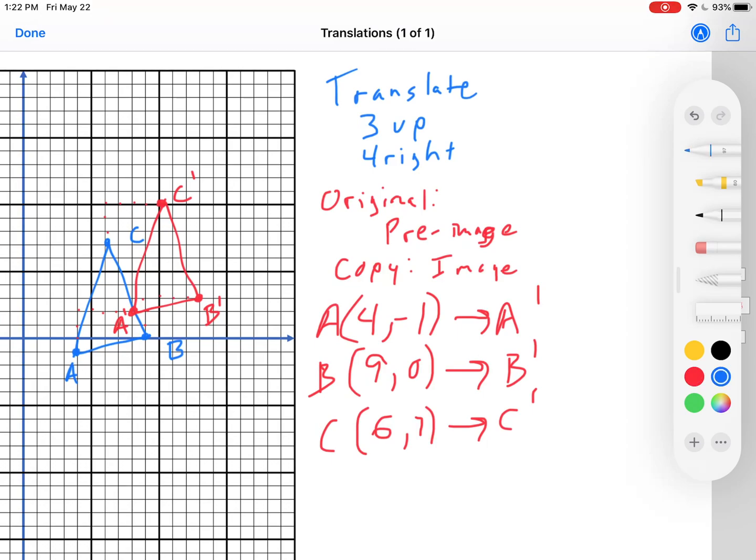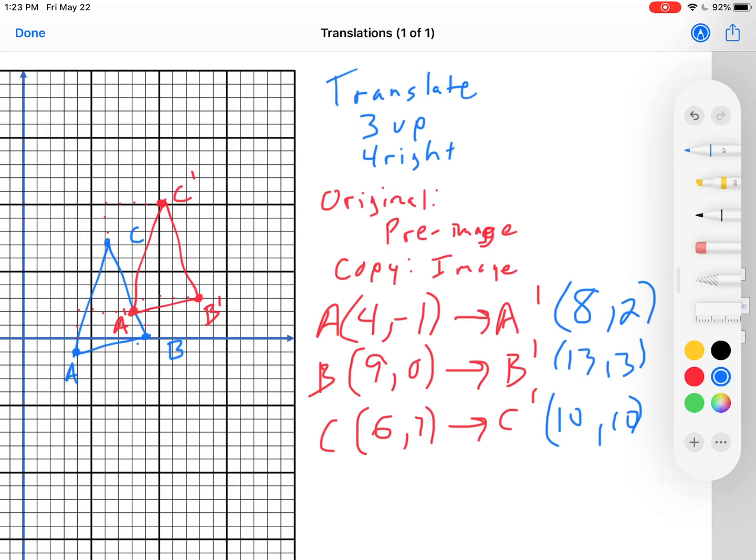A became A prime, B became B prime, and C became C prime. What are the coordinates of A prime? Well, it's 8 to the right, and 2 up. So 8, 2. B prime seems like it is 13, 3. C prime, let's see, it's 10, 10. Well, what happened there? 4 became 8, 9 became 13, 6 became 10.